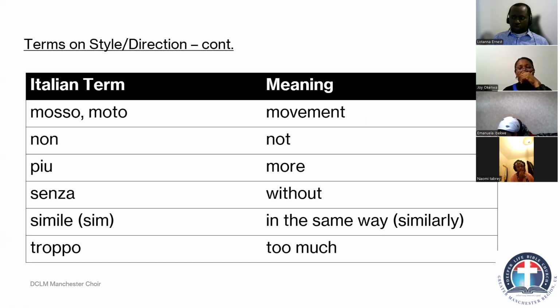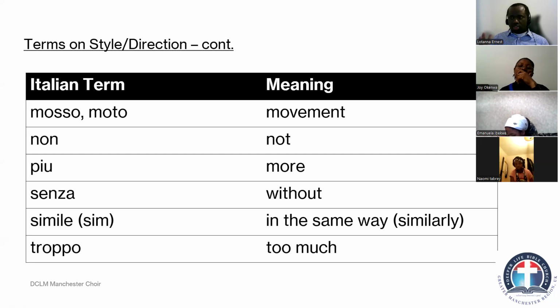Con moto. I've talked about moto. When you see con moto, it means movement. So can somebody tell me what's the meaning of con moto from what I've taught? With movement, because con is with, moto is movement.